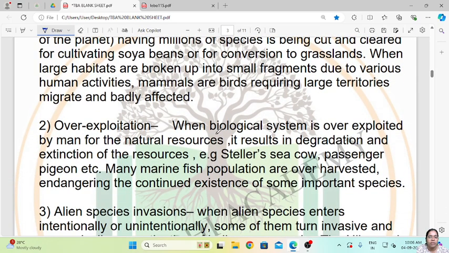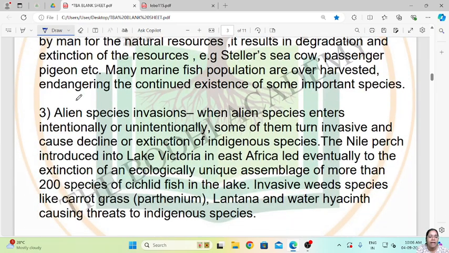Over exploitation. When a biological system is overexploited by man for natural resources, it results in degradation and extinction of resources. Example is the Steller's sea cow, passenger pigeon, etc. Many marine fish populations are over harvested, endangering the continued existence of some important species.